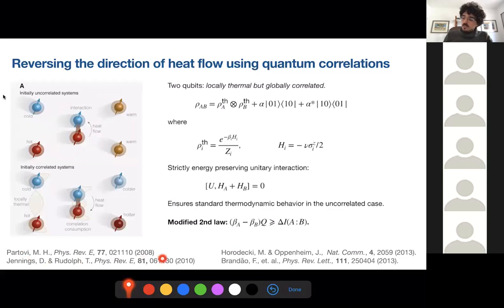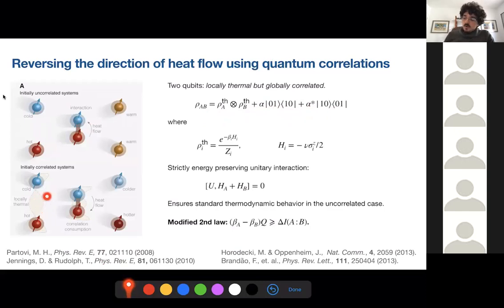And what was demonstrated theoretically in these two papers is that this can be done using quantum correlations. So you now have two qubits which are locally thermal. Locally, they are in thermal states at different temperatures, but globally, they are in a correlated state. This can be implemented, for instance, using this kind of initial state: the thermal states for A and B, plus some extra term which introduces some coherence with a parameter alpha, which is a completely global coherence. It doesn't appear in the reduced states.